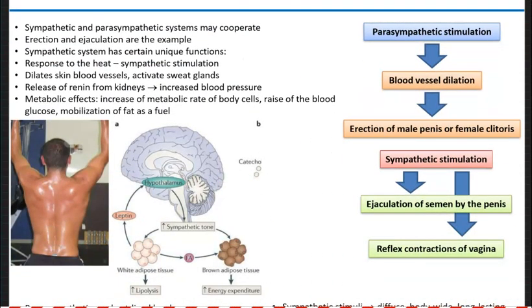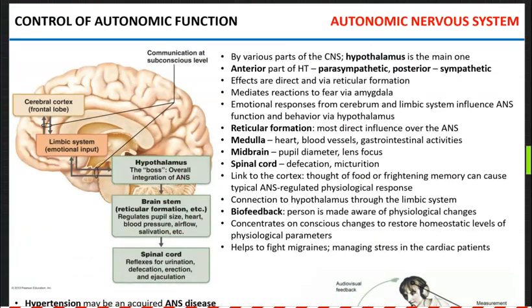Now, we actually covered that. So, things to know about uniquely sympathetic responses. I'm going to highlight them. Sweating. Increase of metabolic rate, increase of blood glucose, breakdown of fat. Sounds good? Okay. Got it. Highlights.